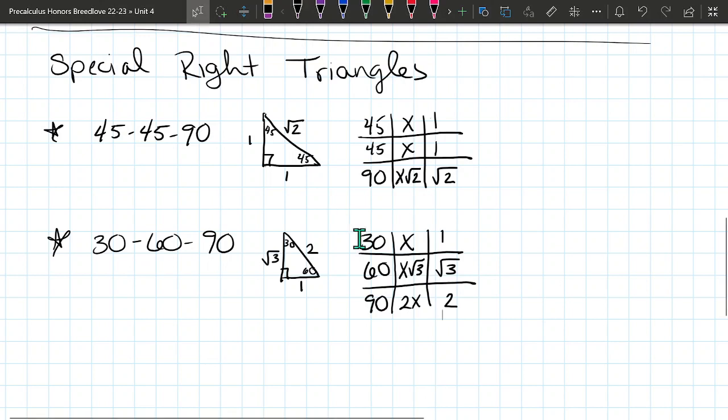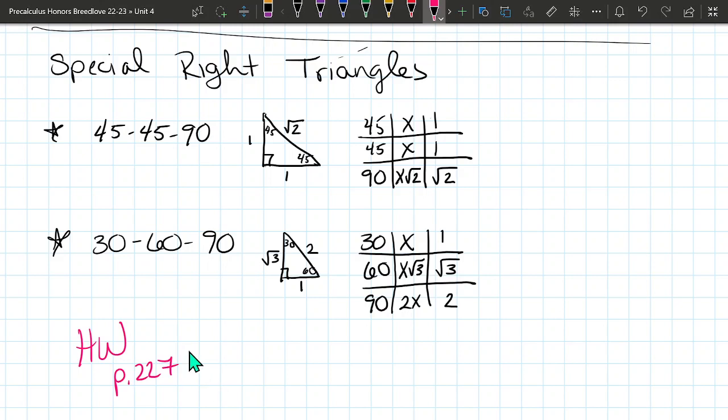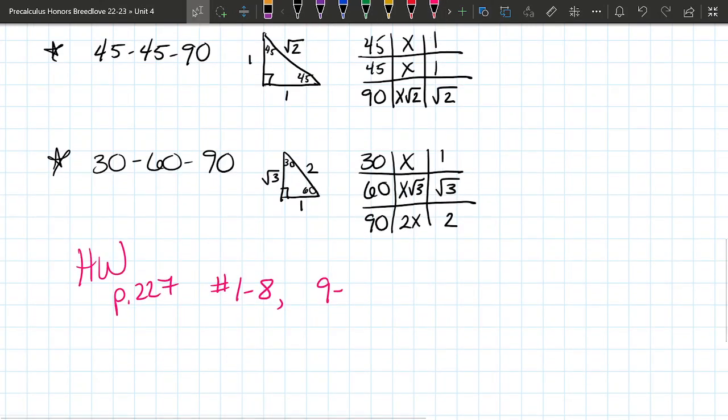Your assignment today is page 227, because we skipped chapter 4. And it's numbers 1 through 8. And number 9 through 17, odds only. So 1 through 8, all of them. I'll do it this way. And 9 through 17, odd.